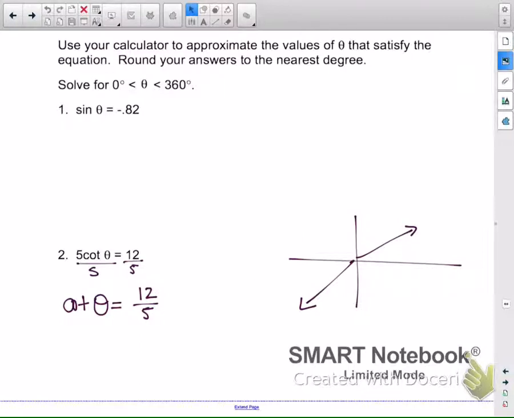Inverse cotangent of 12 over 5. If it gives me a number between 0 and 360, then that is my first answer. The last one gave us a negative to start with, right? So what does the inverse cotangent of 12 over 5 give me? Okay, so rounded to 23 degrees. Is that one of my answers?